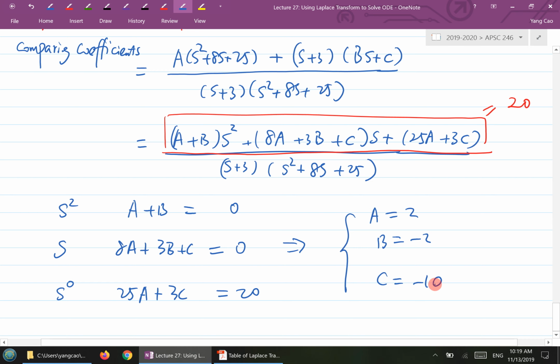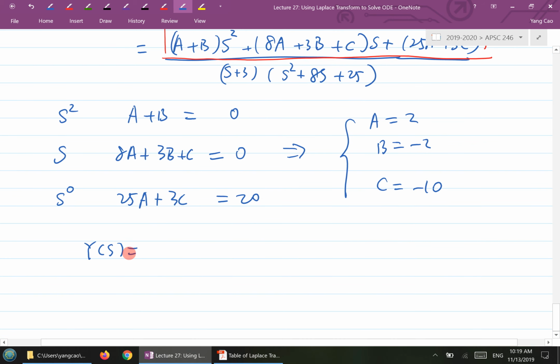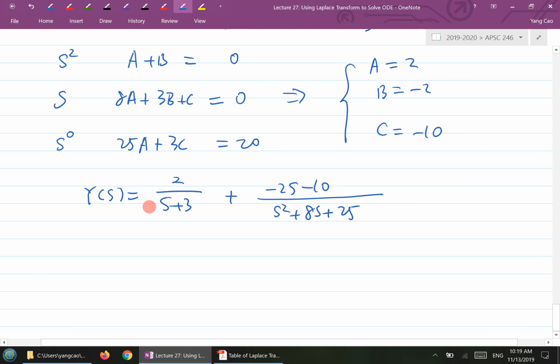Put these a, b, c back into your Y of s. So Y of s is 2 over s plus 3 plus bs plus c. So bs is negative 2s, and then plus c is minus 10, divided by s squared plus 8s plus 25. Alright, so up to here you feel like, oh boy, am I going to finish? Almost, but actually the next step is a very critical one. The next step is to take the inverse Laplace.